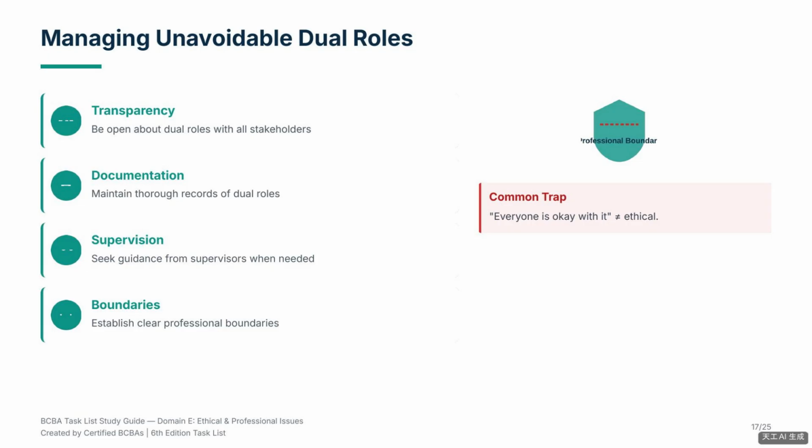Sometimes multiple relationships cannot be avoided, especially in small communities or specialized populations. But unavoidable does not mean unregulated. When dual roles exist, you must be transparent. You must document everything. You must seek supervision or consultation, and you must clearly define and maintain boundaries. Here's the exam trap. Just because everyone agrees to a dual relationship does not make it ethical. Consent does not erase power imbalance.